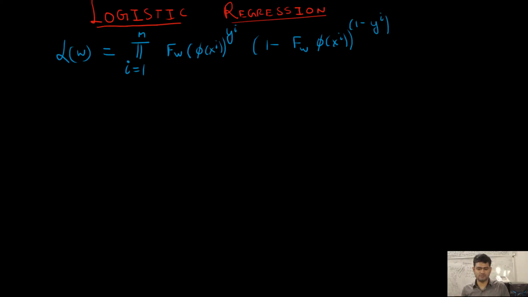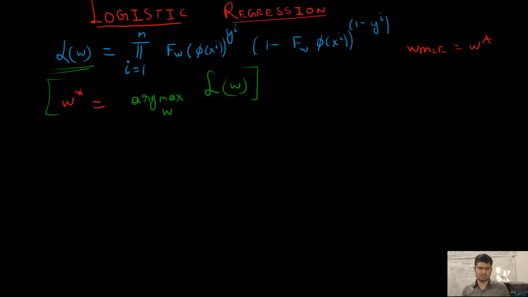So next we'll maximize the log likelihood. That will give us a maximum likelihood estimate of the parameter w, which is the same thing we did in the last part of the previous lecture in linear regression. So we'll now maximize this likelihood to get the max likelihood estimate, which is known as w star. So w star is simply equal to the arg max over w of the likelihood function. So now let's maximize this likelihood function.